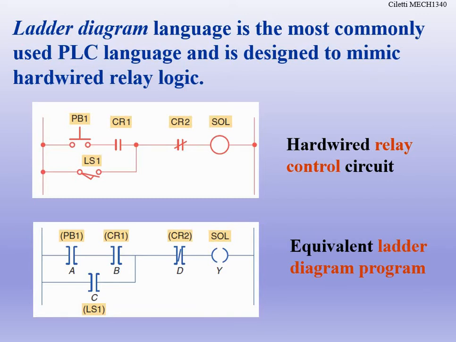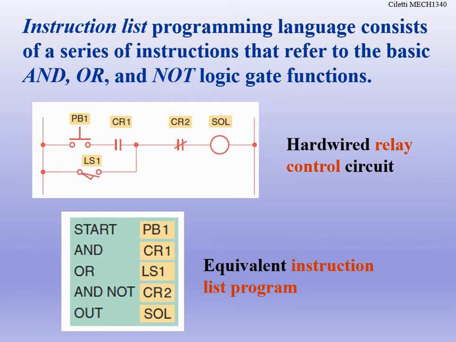Hardwired is where we show it with all the symbols for the exact switches and inputs and outputs that are there, versus the ladder logic where we just use normally open, normally closed contacts to represent all those I/O. So you can see the difference between hardwired relay control, which almost looks like a schematic that you would see in the field, and the actual ladder logic program that the PLC is going to go through.